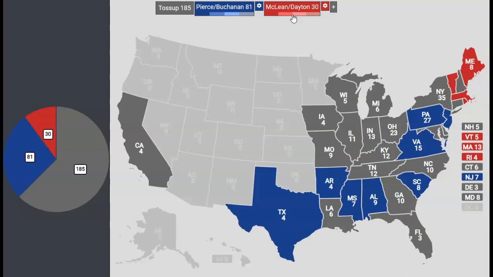As you can see, I have all the states that were determined by 16 points or more on this map. These states aren't going to change no matter what, but this is just a basic map for me to use. This is the format I'm going to start using from now on. So that gives Franklin Pierce 81 electoral votes to John McClain's 30 electoral votes.